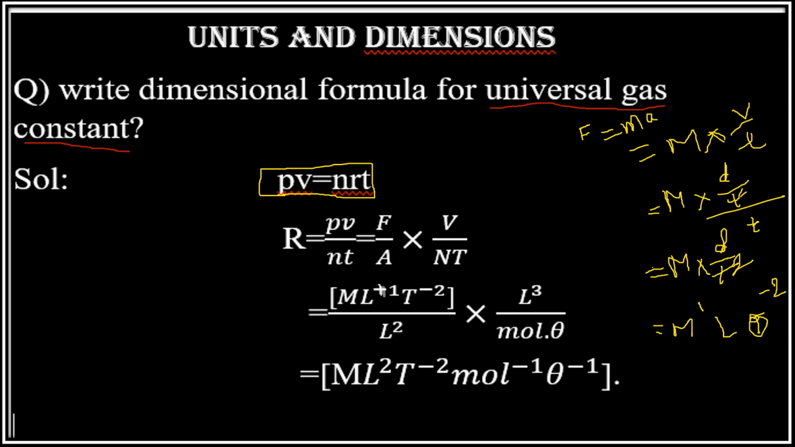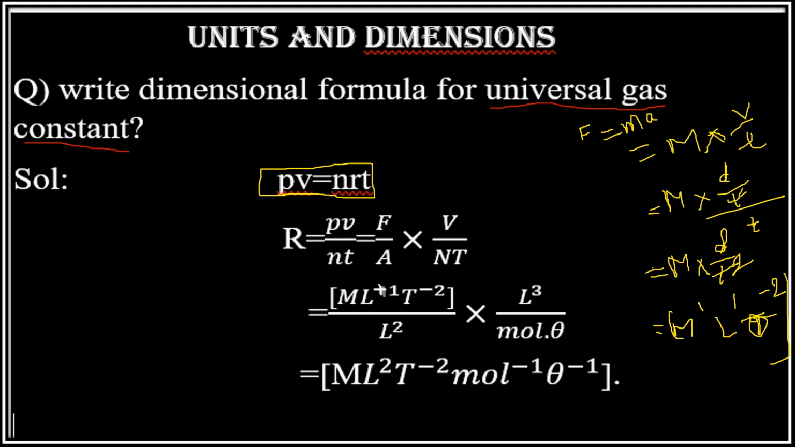This is time to the base T. Here it becomes T power minus 2. This is the dimensional formula for force: M power 1, L power 1, T power minus 2. Here that represents the dimensional formula M power 1, L power 1, T power minus 2.